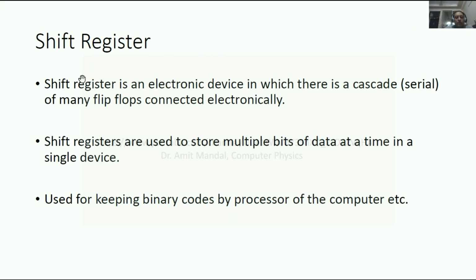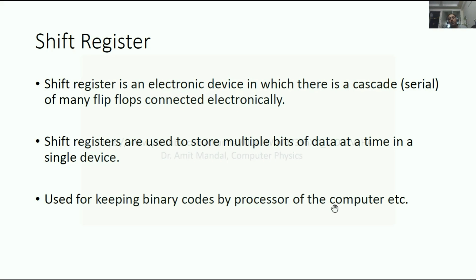What is a shift register? A shift register is an electronic device in which a cascade, meaning a series, of flip-flops are connected. Shift registers are used to store multiple bits of data, since one flip-flop can store one bit. So when multiple bits of data are to be stored simultaneously, shift registers are used, and they are commonly used in the processor of a computer for keeping data temporarily.